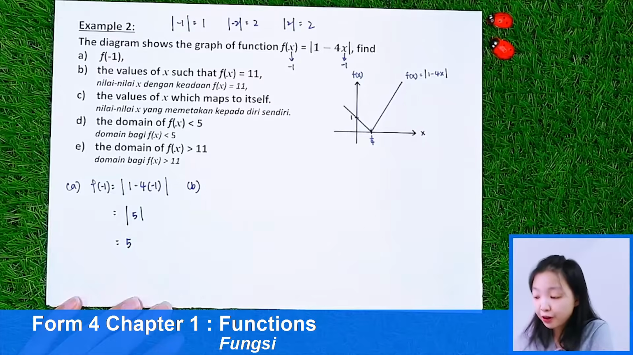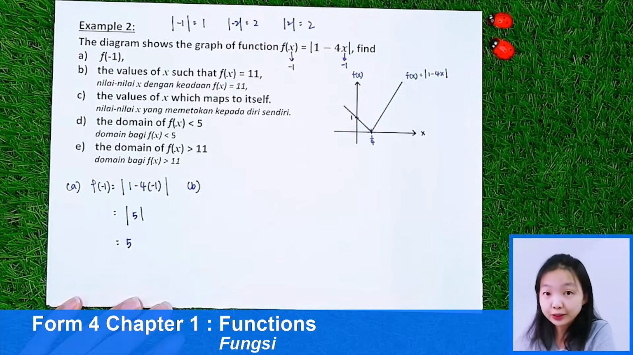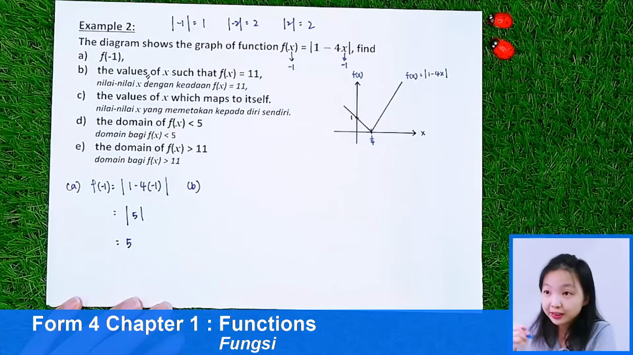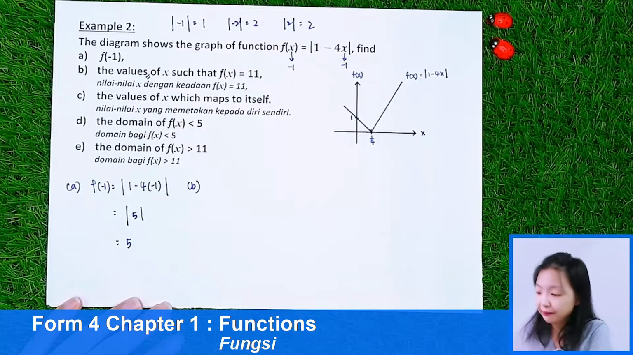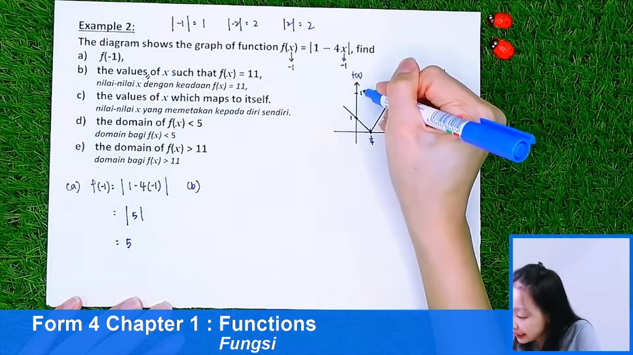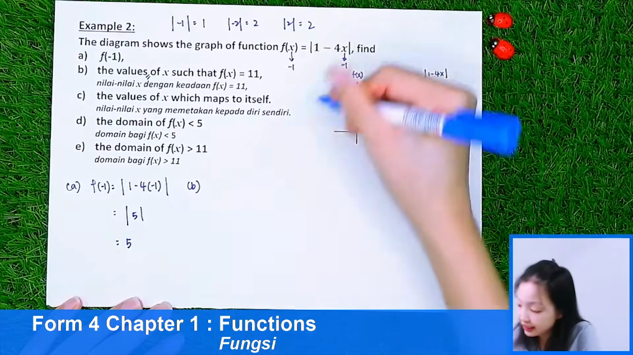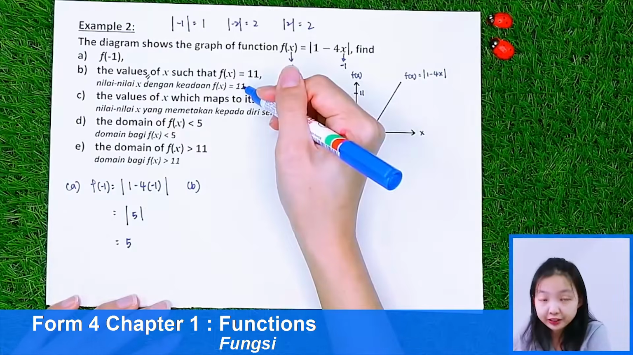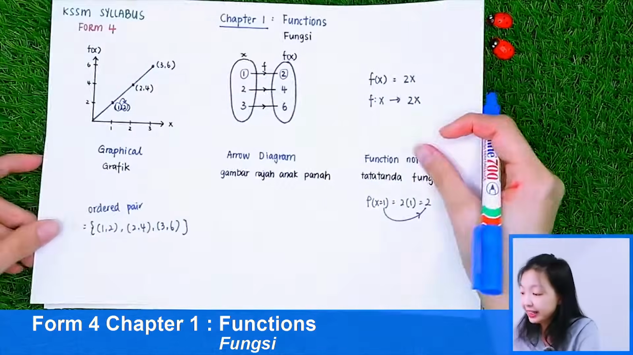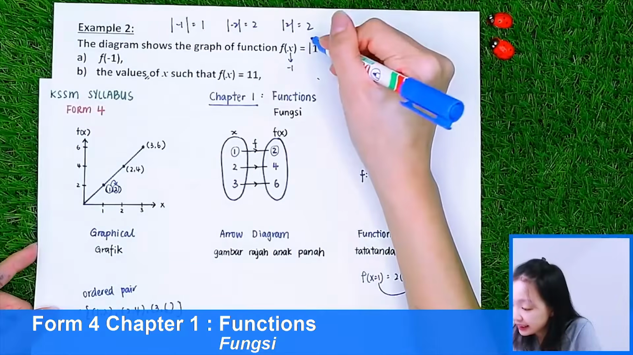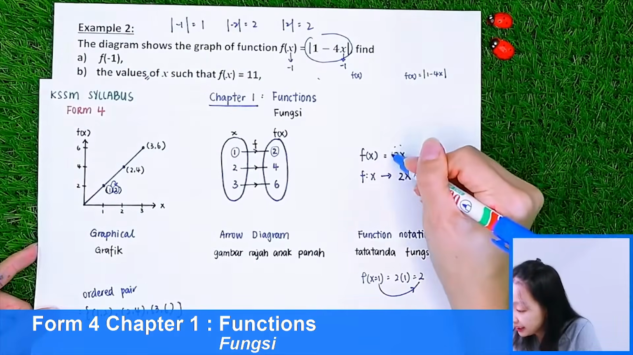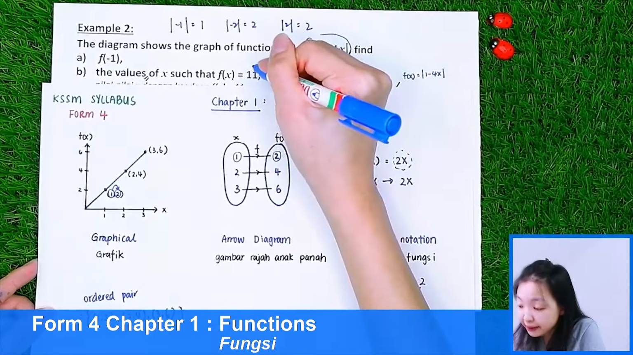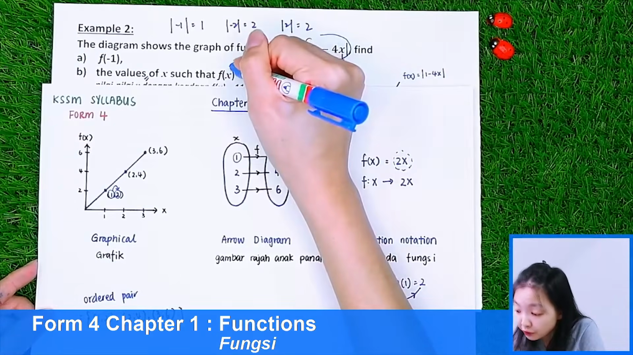The values of x such that f(x) is equal to 11. Do you notice that it says values? That means at least 2. f(x) is equal to 11. What will be the answer of x? What you mean by this is a function notation. Let us go to the first page. The function notation means this is the image. Do you see? This is the image. Here is the object. So when the image is 11, we want to find the x.